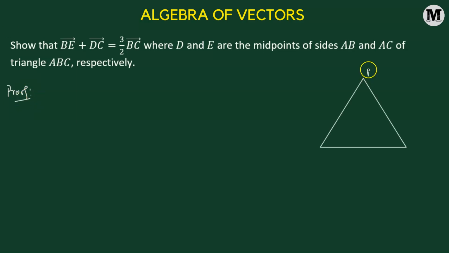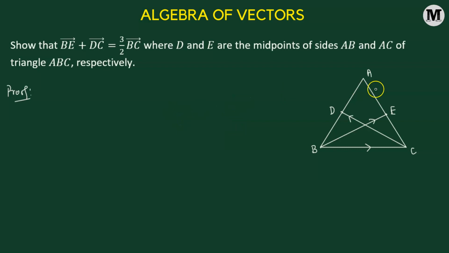So we have a triangle with vertices A, B, and C. We have 2 points. Point D is going to be the midpoint of the side AB, and point E is going to be the midpoint of the side AC. Our goal will be to show that the BE vector, that means the vector formed by joining B towards E, added to the vector going from C to D, equals 3 over 2 times the vector BC.